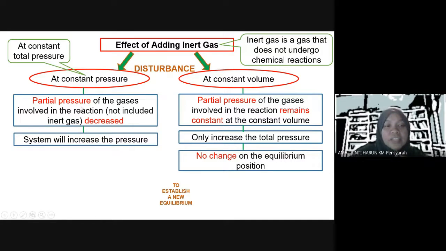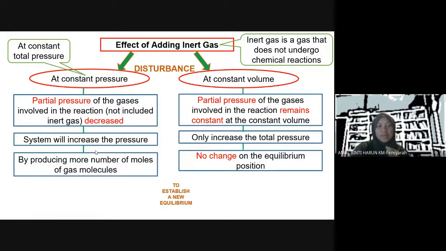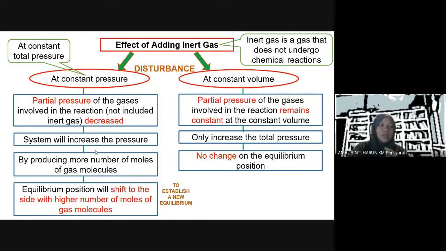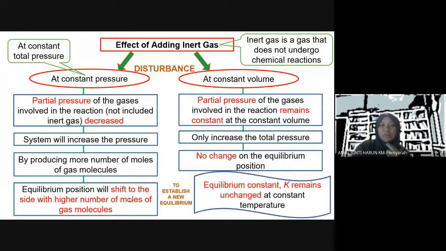Sebab partial pressure gases ni dah berkurang. Perlu dikurangkan untuk memastikan constant pressure. So, system will increase the pressure by shifting to the higher number of moles. Equilibrium position shift to the side with high number of mole. Bila dah pergi ke side yang banyak number of mole, barulah dia reach equilibrium. So, once again, the value of K remain unchanged at constant temperature.